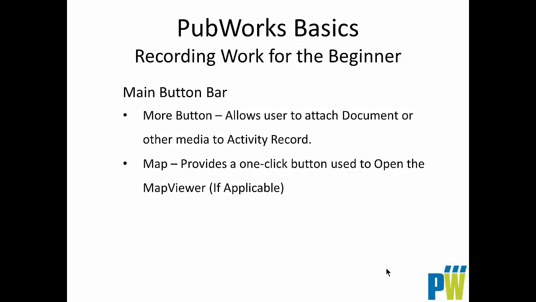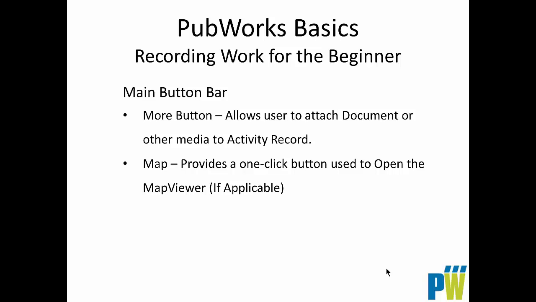So let's look at the main button bar, the More button. The More button allows you to attach documents or other media. You can attach anything like videos, or say somebody showed up and did some vandalism on a building and tagged your building. Well, you can take a picture of what was done to it, and then attach it to the activity record. Insurance companies certainly like this option where they can get a picture of the damage that was done, and they like to see quite often a picture of the damage after it's been cleaned up.